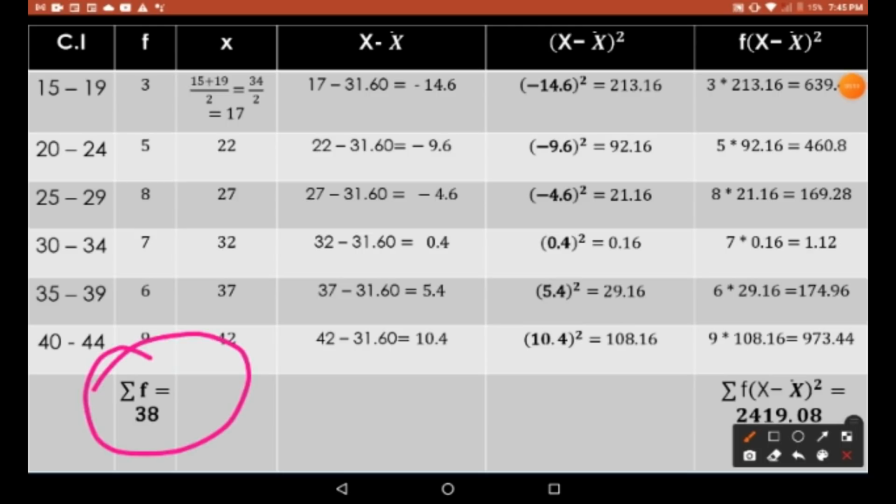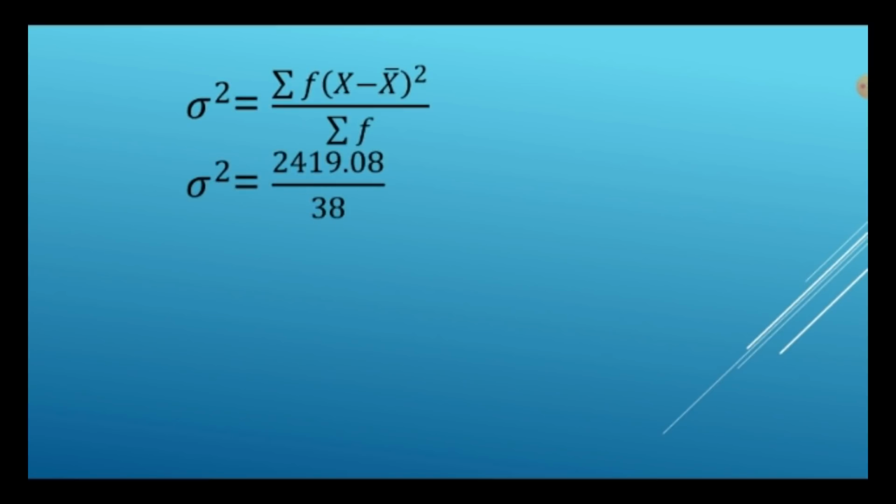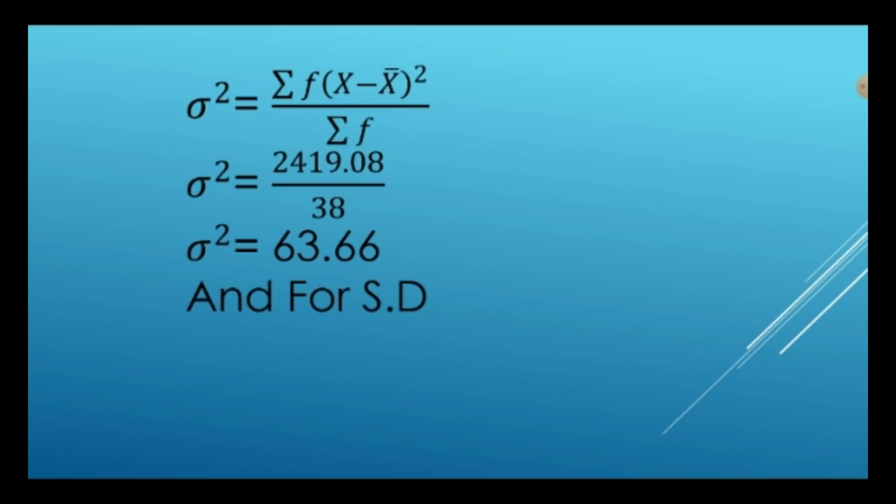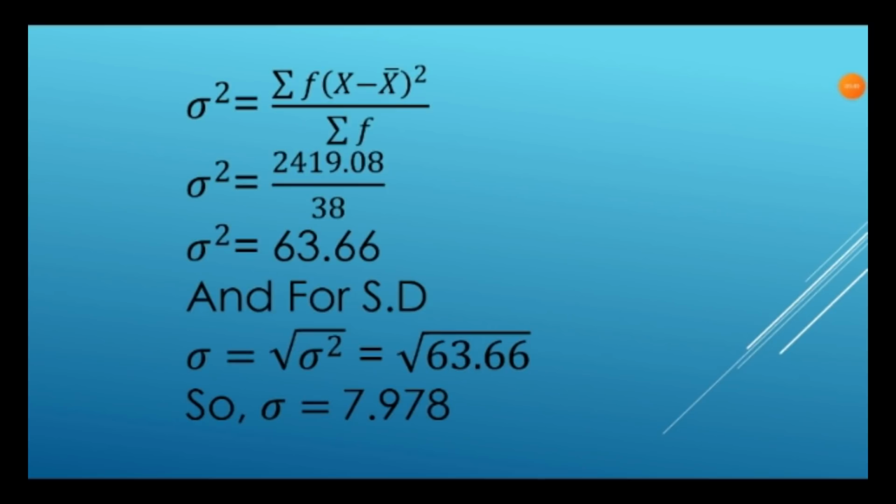So we put in the formula, and summation f, you can see here, is 38. The formula is summation f into x minus x bar whole square divided by summation f. 2419.08 divided by 38, you will get 63.66. For standard deviation, students, it's very easy. Just take the square root of variance. So standard deviation equals under root sigma square, under root 63.66. So the answer will be 7.978.